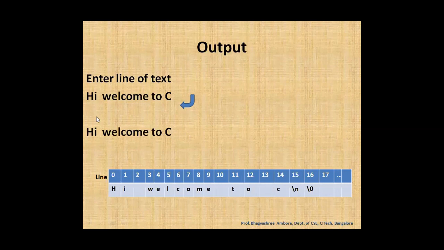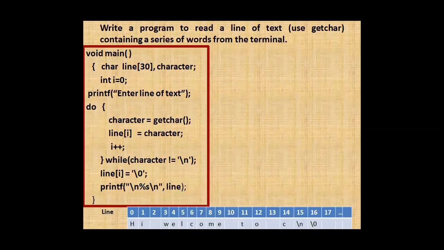Now how is this possible? Using the getchar function, which has the capacity to read one character at a time. For that we have used a do while loop, and we are checking a condition: while character is not equal to the newline character. When you press the enter key, the newline character is used. We are checking whether the user has pressed enter. If yes, then stop. If no, keep on reading the characters.